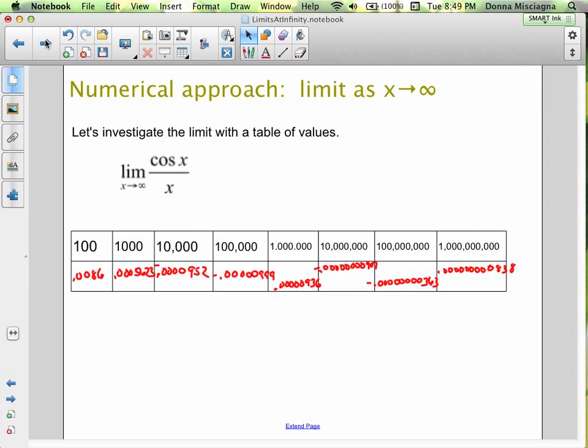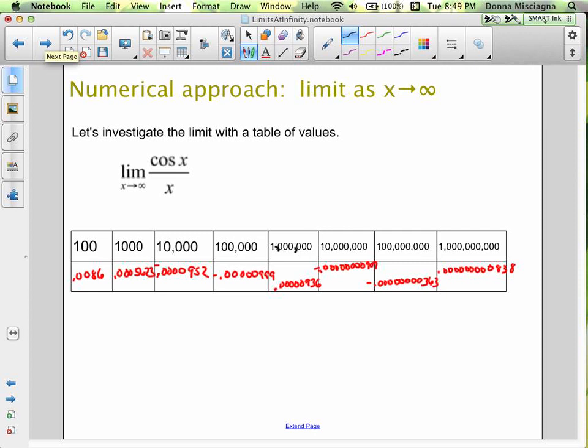I'm not going to read all of those because there are a heck of a lot of zeros. So you can read as x approaches 100, 1,000, 10,000, 100,000, and every single one of these we're going to be having periods instead of commas. 1,000,000, 10,000,000, 100,000,000, and 1,000,000,000.